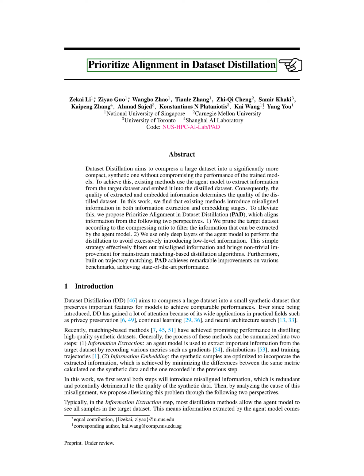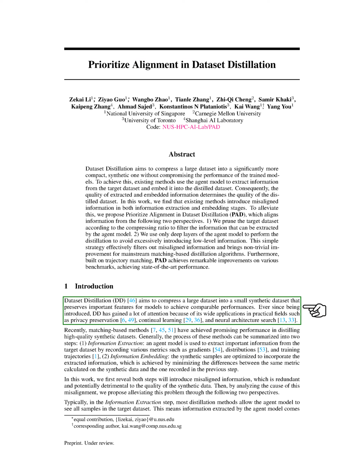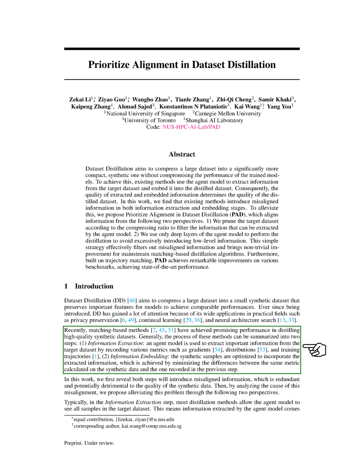Section: Introduction. In this section, we discuss dataset distillation, DD, which aims to condense a large dataset into a smaller synthetic one while retaining key features for model performance. Since its introduction, DD has attracted significant interest due to its applications in areas like privacy protection, continual learning, and neural architecture search.